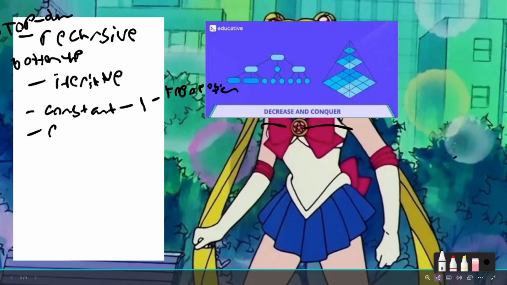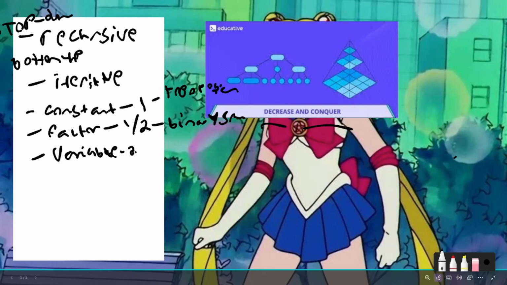You can decrease by a constant factor, which is usually 1/2, and you might see that in a binary search algorithm. Or there could be a variable size decrease, so like it changes the size you're reducing it each time. I'll put a question mark. And you might see that in a partition based algorithm. Those ones are the weird ones for sure.